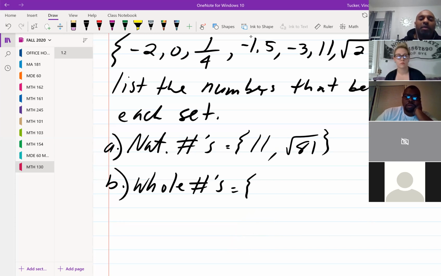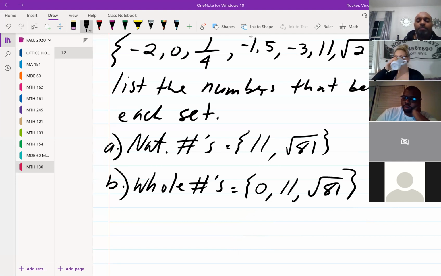All right, so whole numbers. Remember, the difference between whole numbers and natural numbers is just the 0. So we have a 0 up there, so we use 0, 11, square root of 81.